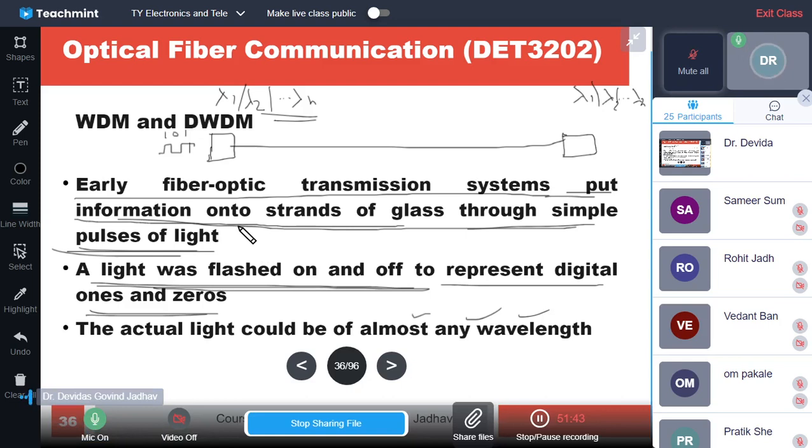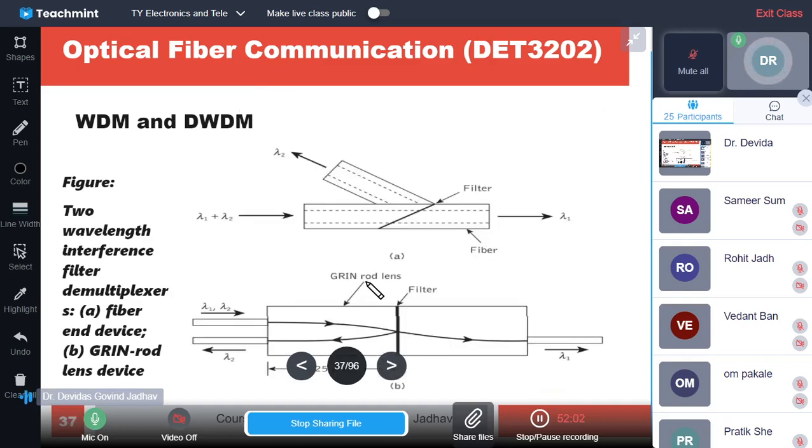So the early fiber optical system, which used a single wavelength, is now changed to use multiple wavelengths. Okay, as it can run with almost any wavelength, that's why multiple wavelengths can be mixed together. So this is the figure which has a two-wavelength interface filter demultiplexer, that is a fiber end device or a graded-index rod lens device. So this is the demultiplexer and this is the multiplexer.